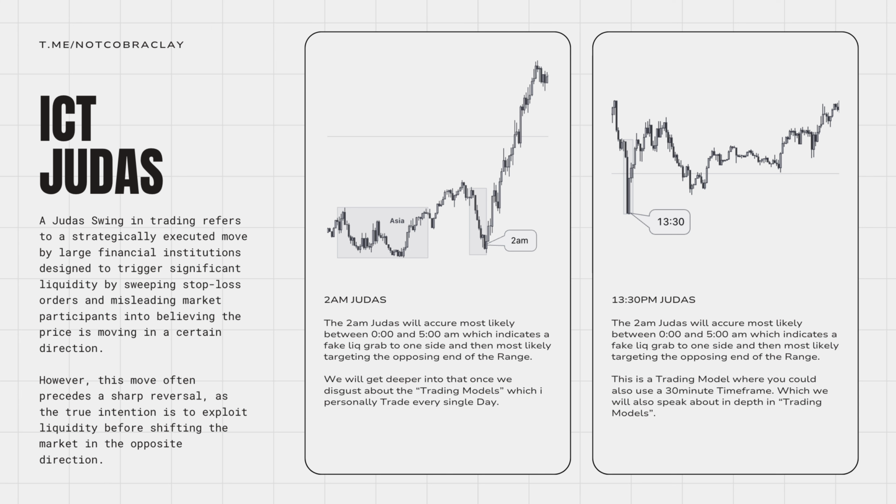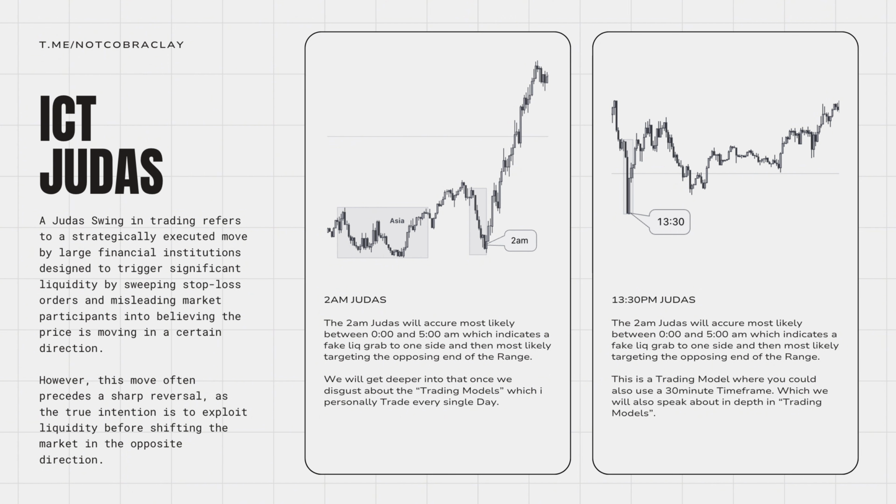ICT's Judas swing. We will now hop onto this, which you have heard a few minutes ago. A Judas swing in trading refers to a strategically executed move by larger financial institutions designed to trigger significant liquidity areas. As you see here, 2 examples, I will get over those soon. However, this move often precedes a sharp reversal, as the true intention is to exploit liquidity before shifting the market in the opposing direction.